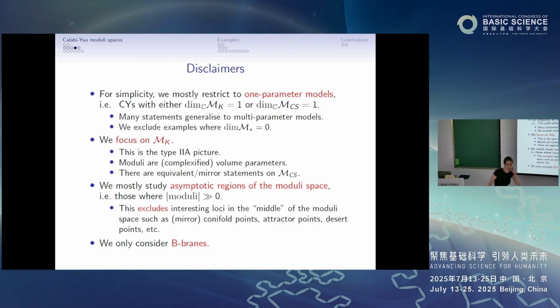It depends a little bit. So they are all in infinite distance limits, but it depends on which metric you're using.